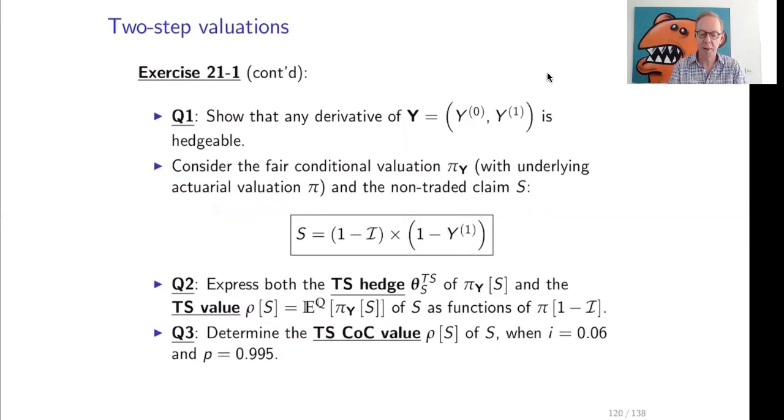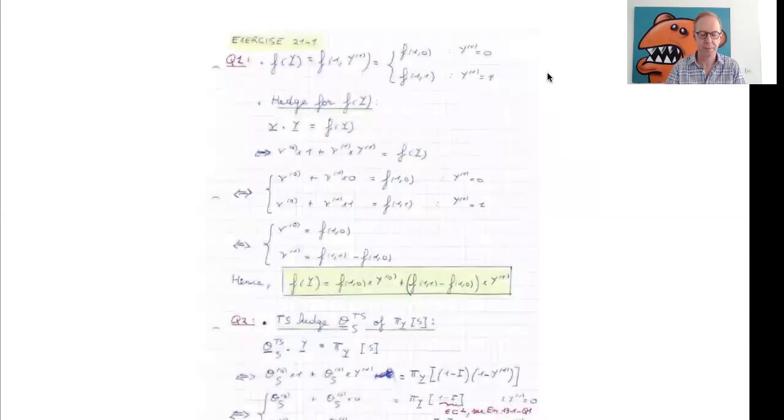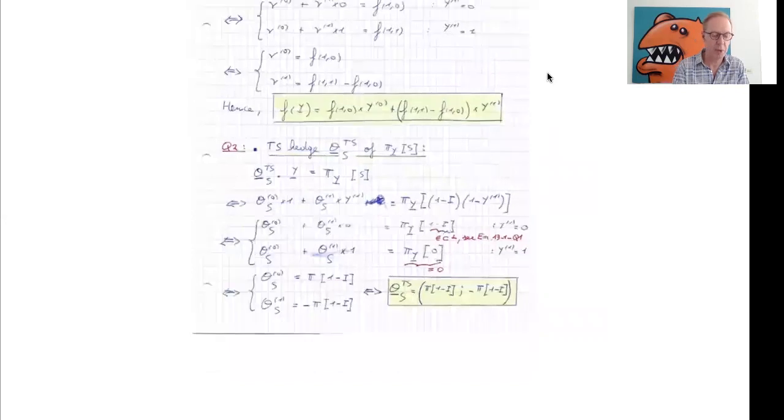So in particular, π_y(S), which is a derivative, the conditional valuation transforms S in a derivative. This derivative must also be hedgeable, and the underlying hedge we denote by θ^two-step(S). Let us try to derive this two-step hedge. The two-step hedge, θ^two-step of π_y(S), follows from the following expression.